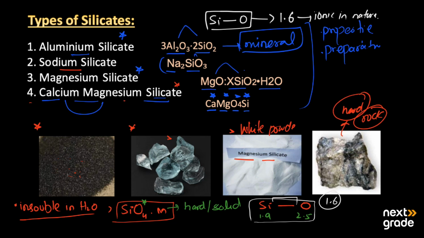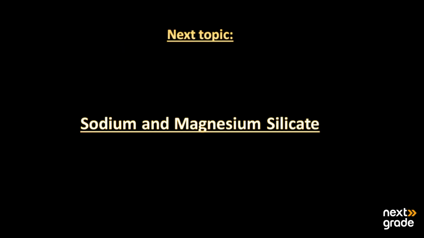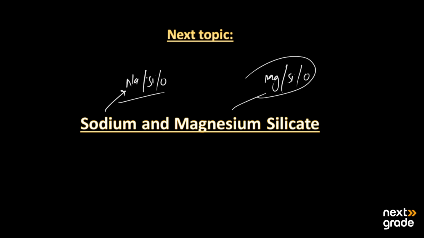The next topic we will discuss is sodium and magnesium silicate, which are two types of silicates. In the first we will have sodium with silicon and oxygen, and in the second type we will have magnesium, silicon and oxygen. We will study the silicates of sodium and magnesium in detail in the next video.